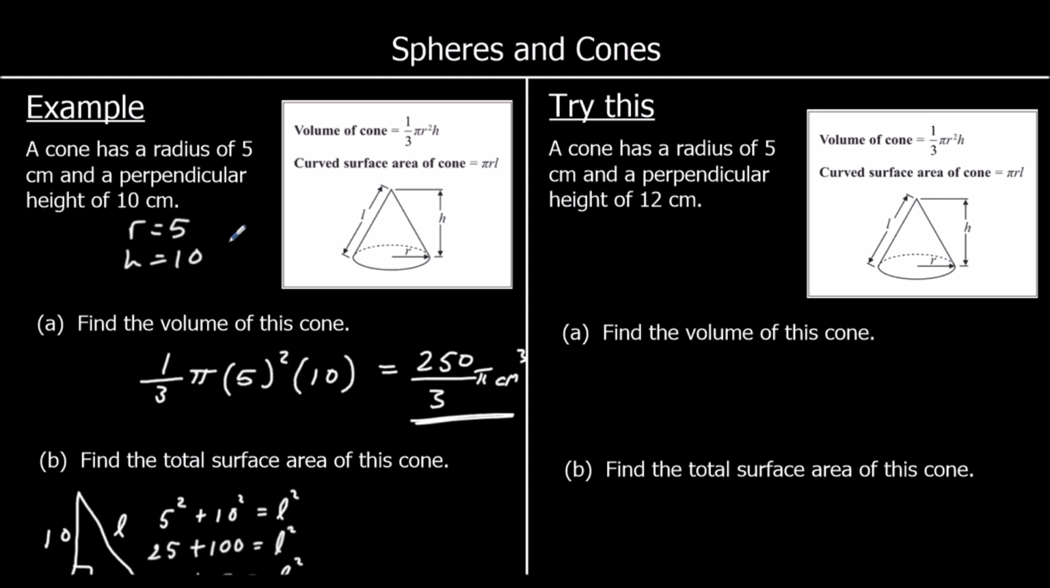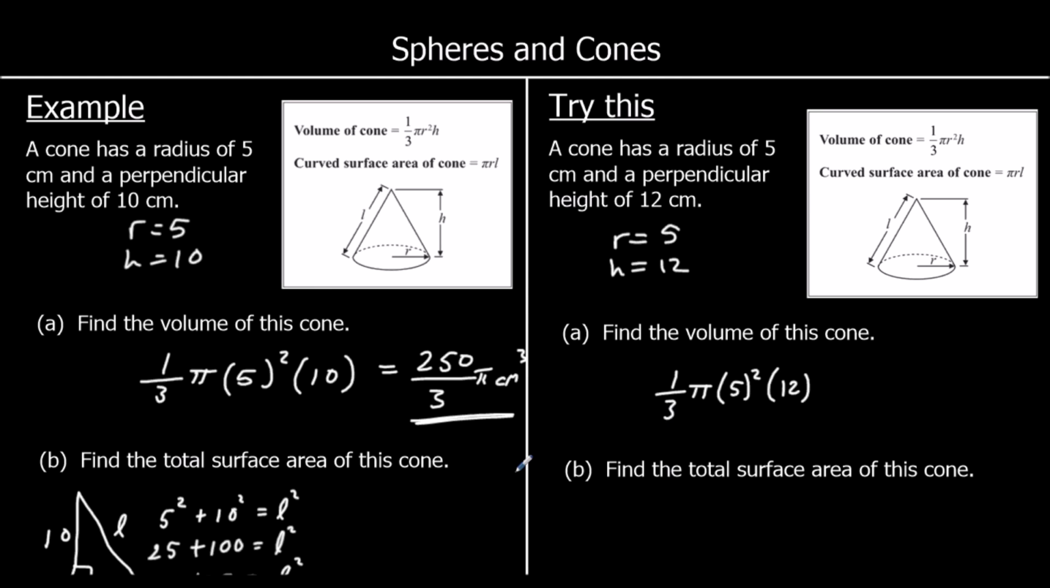And there's another one of these, so another one of these cone questions. So give this one a go. A cone has a radius of 5 centimeters and a perpendicular height of 12 centimeters. So R is 5, H is 12. Find the volume of the cone. So that's 1/3 pi times 5 squared times 12. Just substituting into the formula, changing R into 5 and changing H into 12.